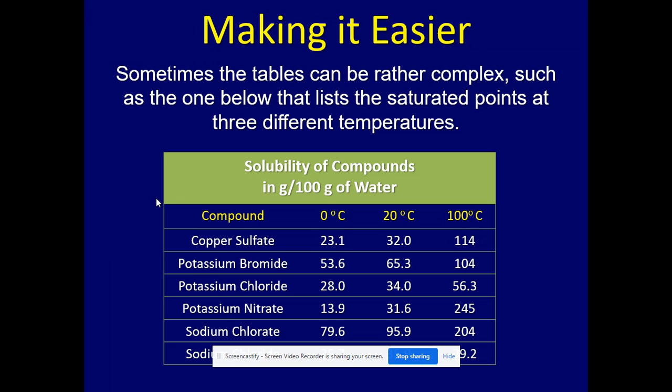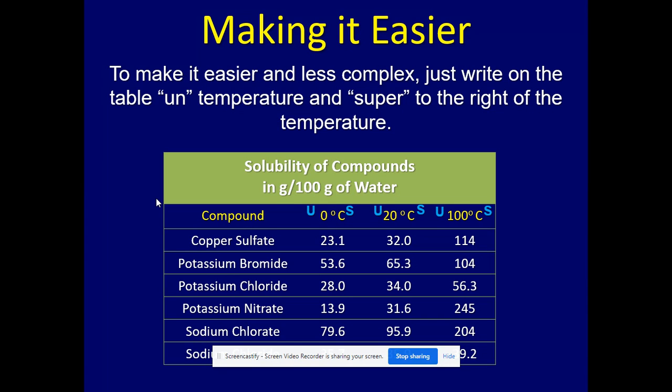Most of the time, the tables will be more complex. They'll contain many solutes and several different temperatures, and that can get confusing, but it's easy to work with if you follow a simple trick. Find where the temperature is. Put a U on the left-hand side for unsaturated, meaning that if any amount is below that number, it would be an unsaturated solution. And put an S to the right around each temperature, just like I have here: US, US, US.